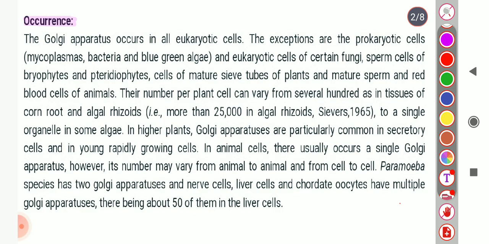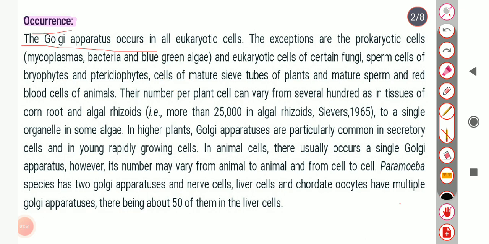Next we discuss about occurrence of Golgi complex. The Golgi apparatus occurs in all eukaryotic cells. The exceptions are the prokaryotic cells, mycoplasmas, bacteria and blue-green algae, and eukaryotic cells of certain fungi, sperm cells of bryophytes and pteridophytes, cells of mature sieve tubes of plants and mature sperm, and red blood cells of animals.